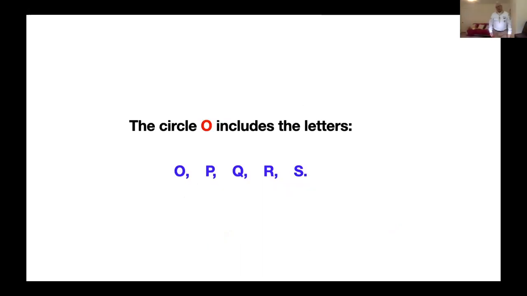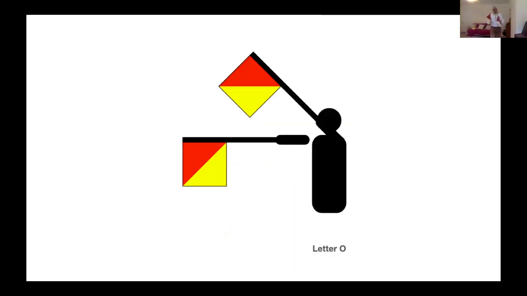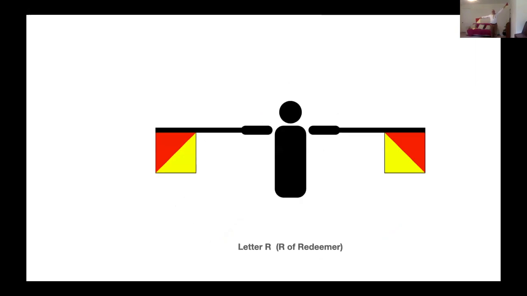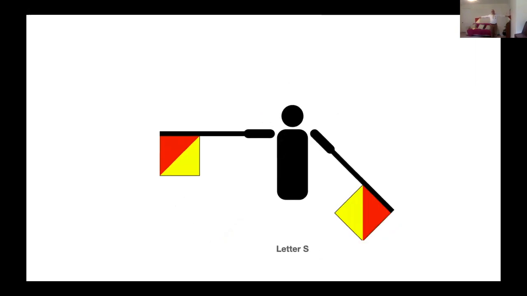The circle of O includes the letters O, P, Q, R, S. And here was the beginning of the H, right? Now we have to put this one on top and put the O, P, Q, R, and S. Let's go back to the R.